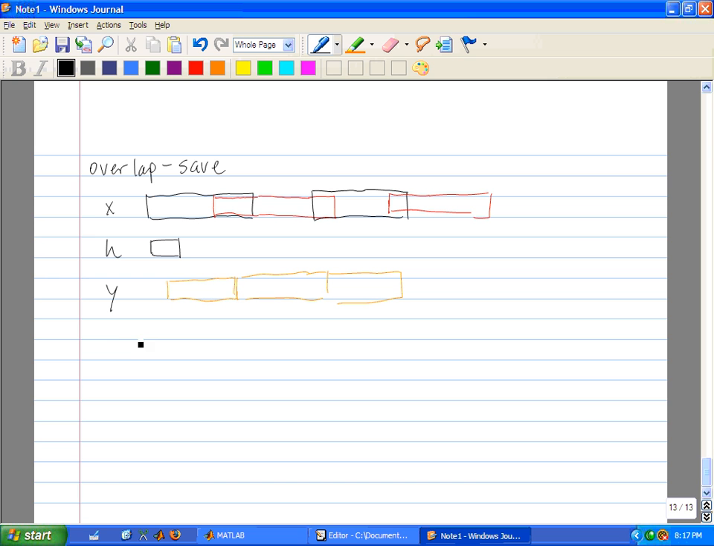Let's try it like this. Let's say X is of length 5. My X chunks are of length 5. And H is of length... I'm sorry, let's scrub the 5. I want it a little longer. Let's say X is of length 7 and H is of length 3. Is that better?